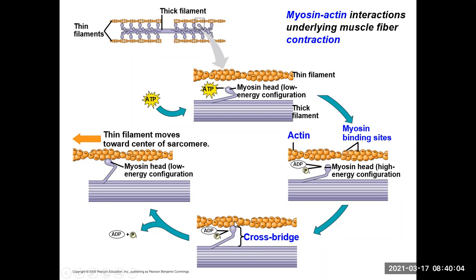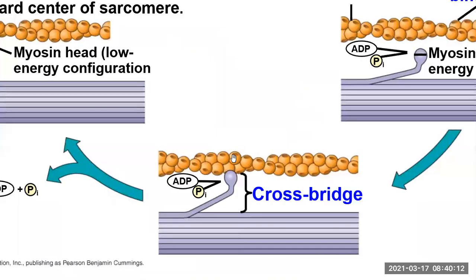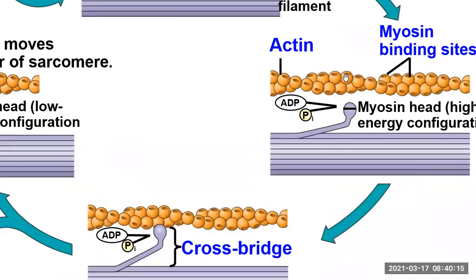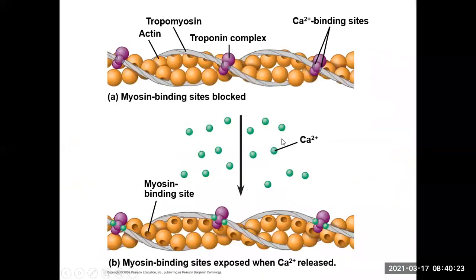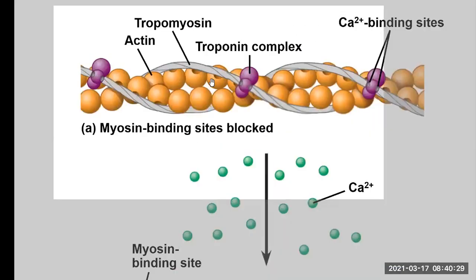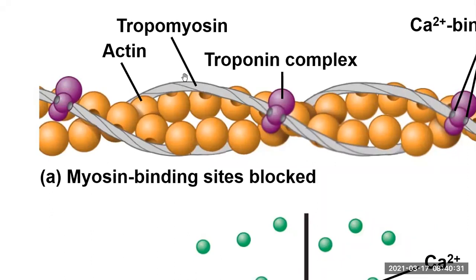So what avoids the binding? Only one thing: the binding site is blocked. If the binding site is blocked, the head cannot bind on it. This is the normal state. Most of the time the binding sites are blocked by a protein called tropomyosin. Do you see this line? Tropomyosin blocks the binding sites, so the head of myosin cannot bind on it.